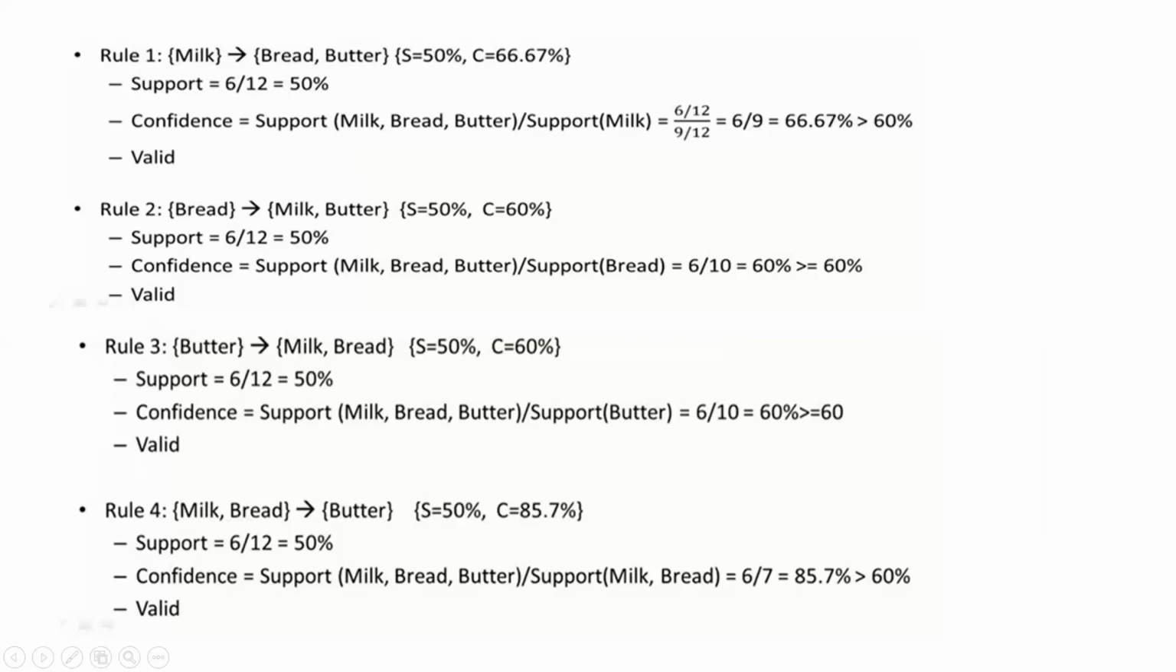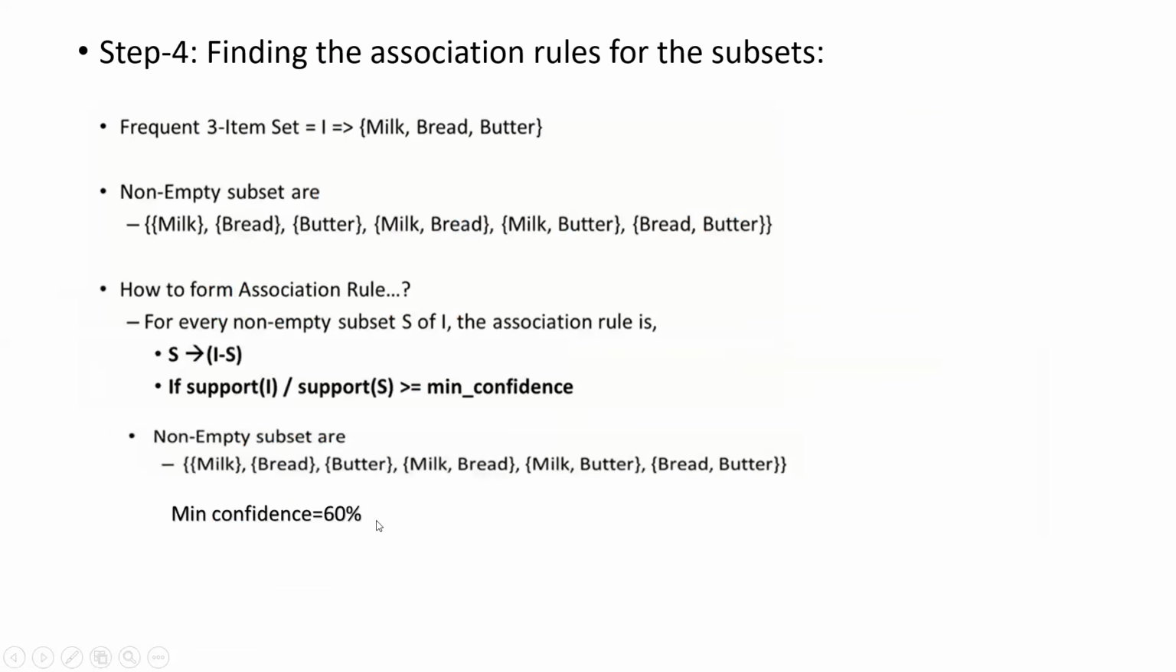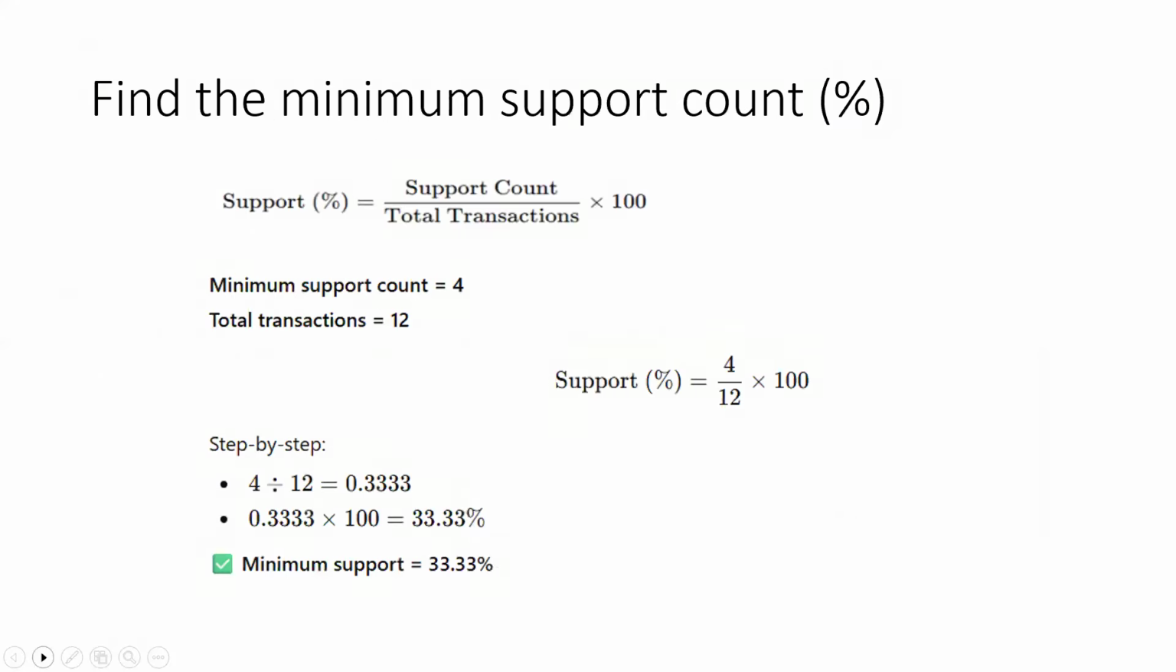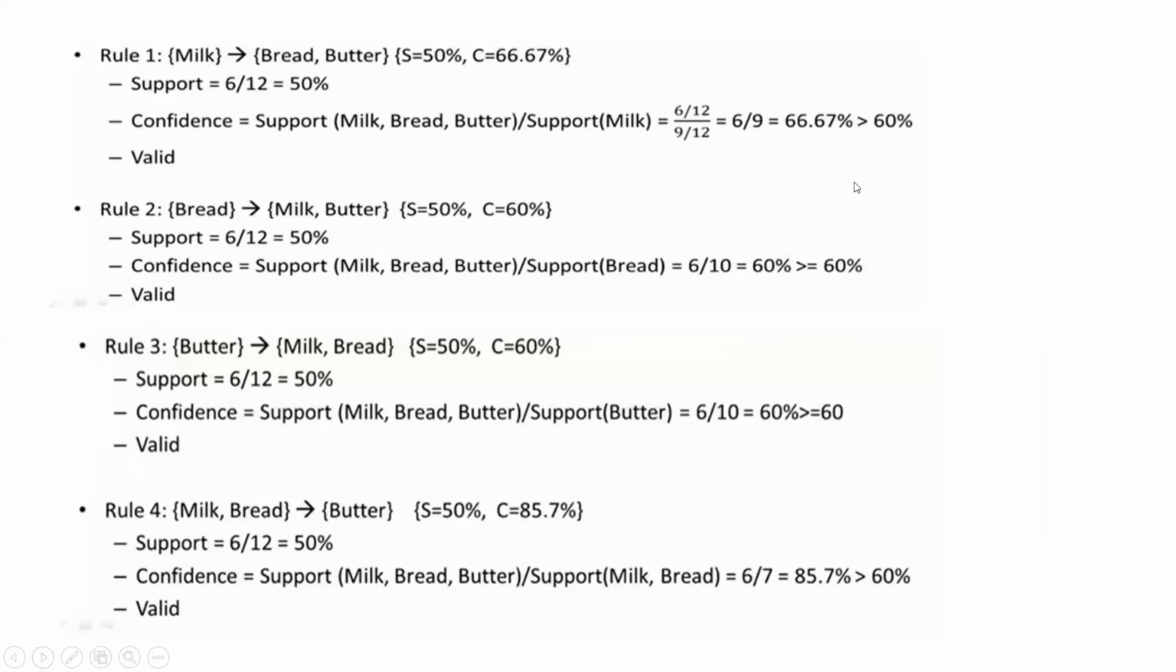So in my question, what is there? What has to be? 60% has to be. But what I got now is 66.67, which is greater than 60. So this rule is valid. Which rule is valid? Milk to bread, butter is valid. Okay. Now we will go for rule number 2.